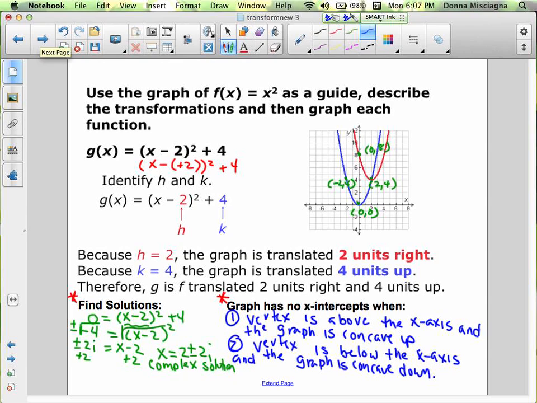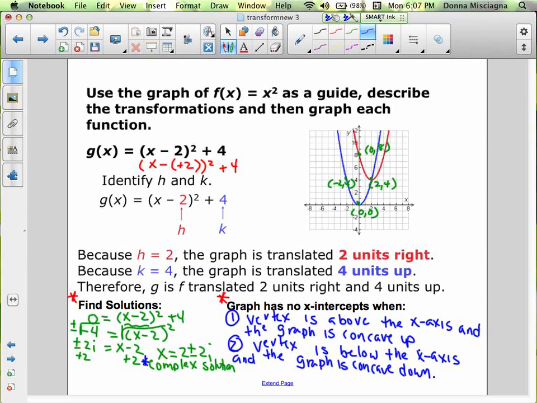Okay, so one of these 2 things is going to happen. In this case, our vertex is above the x-axis. It's at 2, 4. And our graph is concave up. Right? In either situation, you will have complex solutions.